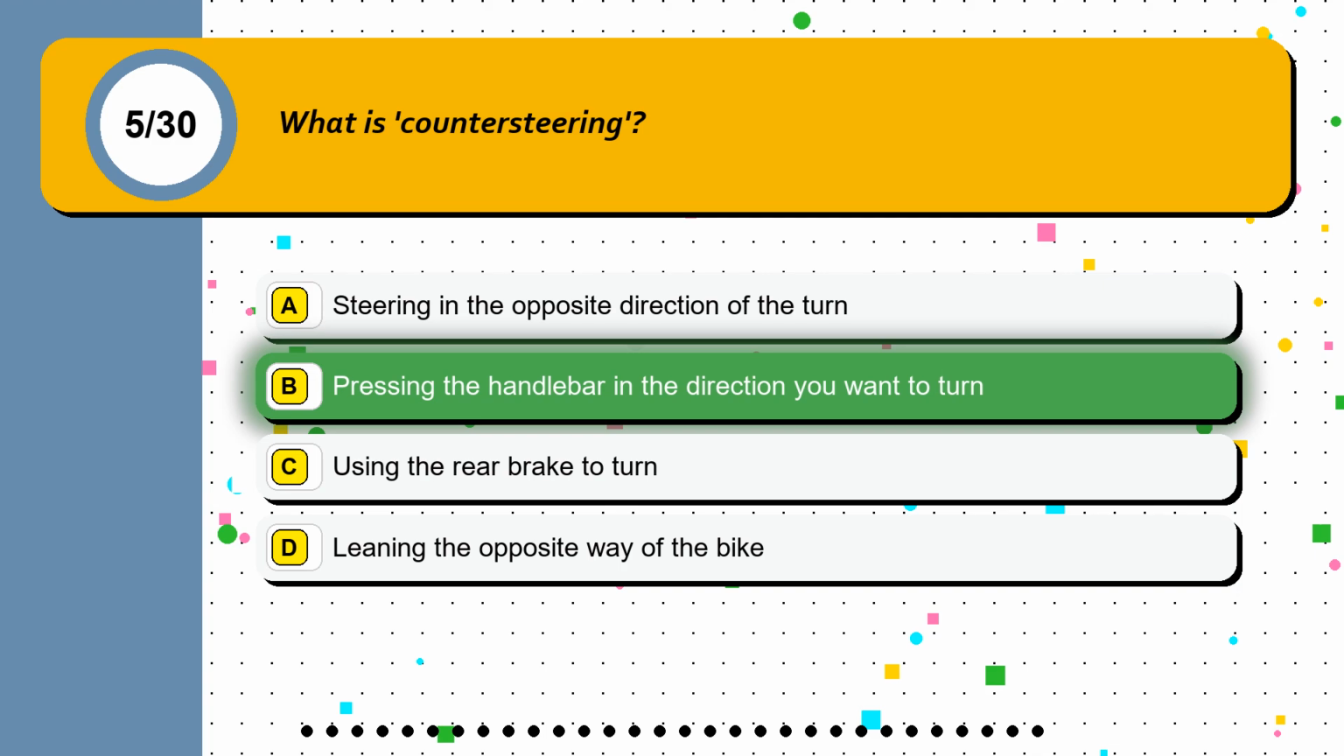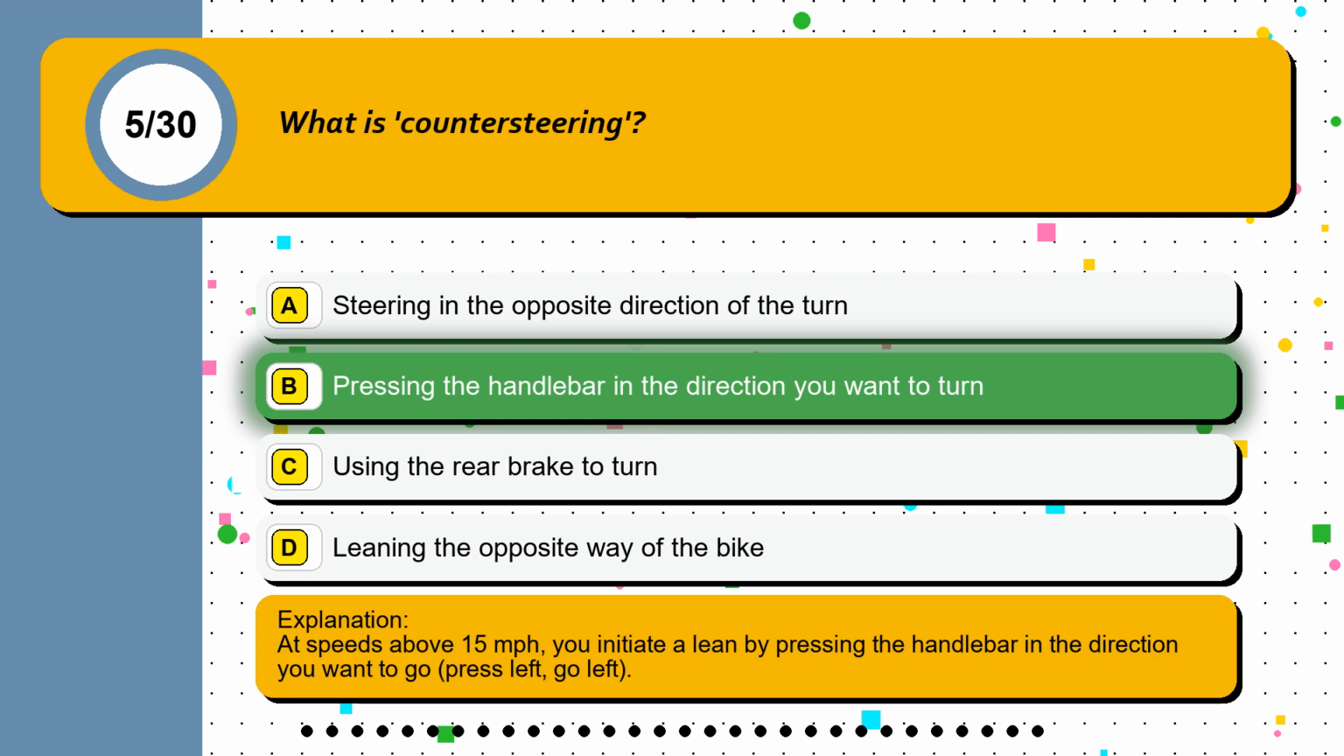The correct answer is option B. Pressing the handlebar in the direction you want to turn. At speeds above 15 miles per hour, you initiate a lean by pressing the handlebar in the direction you want to go. Press left, go left.